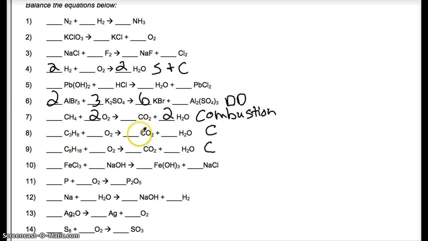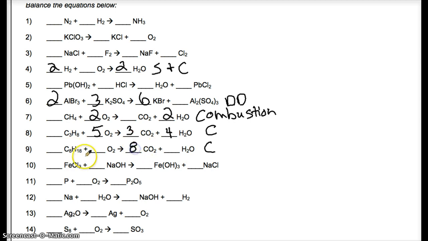So 3 carbon, 1 carbon, I'm going to make it 3. 8 hydrogen, 2 hydrogen, so I give it a 4. Okay, that gives me 4 plus 6, so 10 oxygen on this side. Over here I had 2. 10 divided by 2 is 5. We're done. Okay. Next one, we have 8 carbon, 1 carbon.